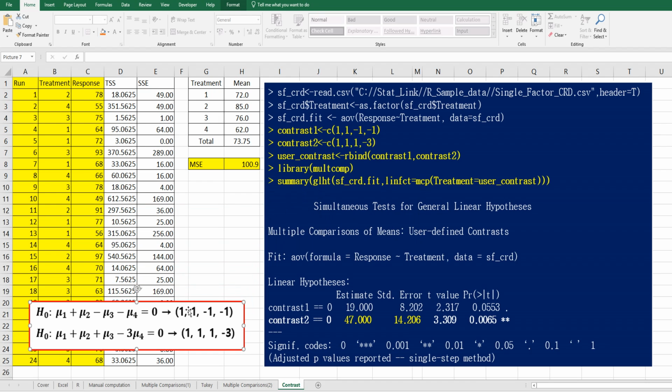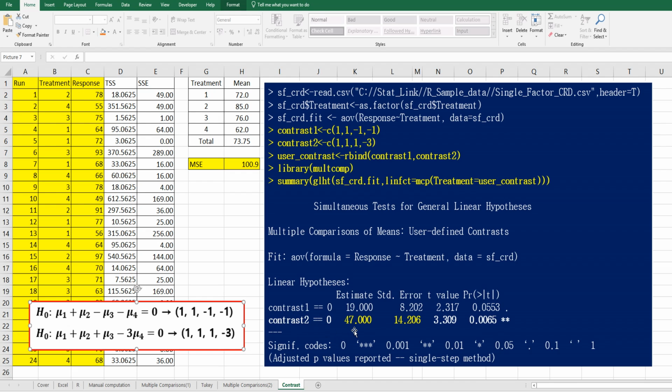Okay. So once you make your contrast definition, I combined these two by using rbind. And you need to activate the multcomp package. And by using the glht function, you can get this output, right? So there are two outputs for contrast 1 and contrast 2, right?